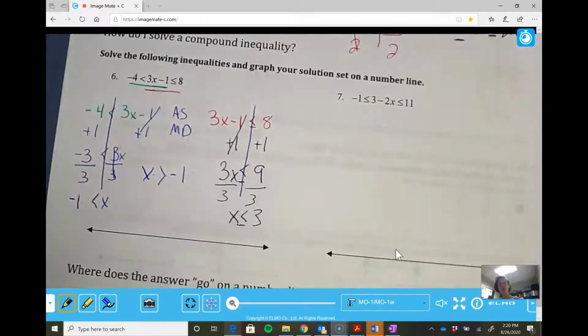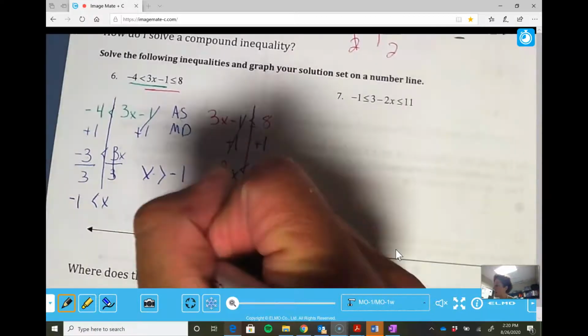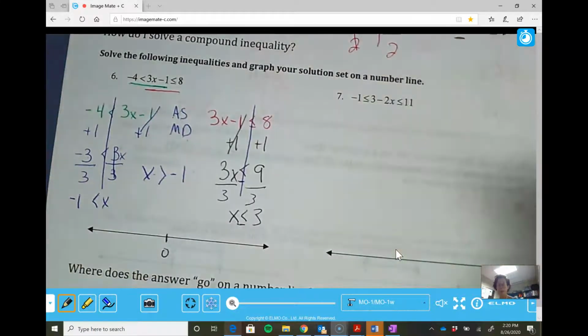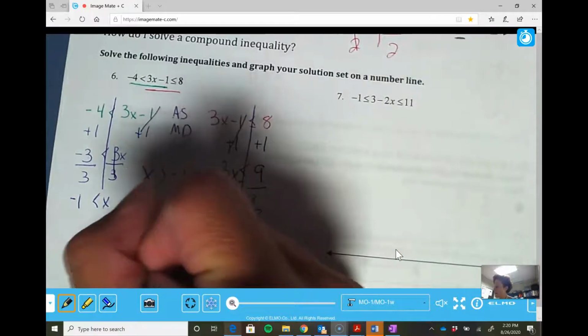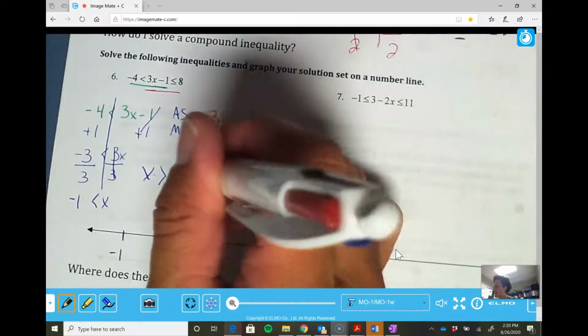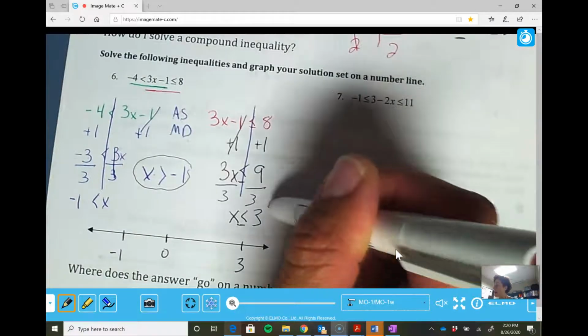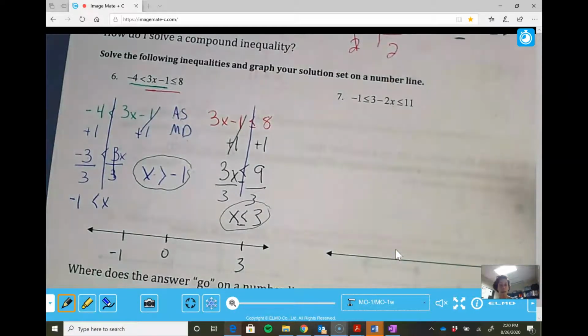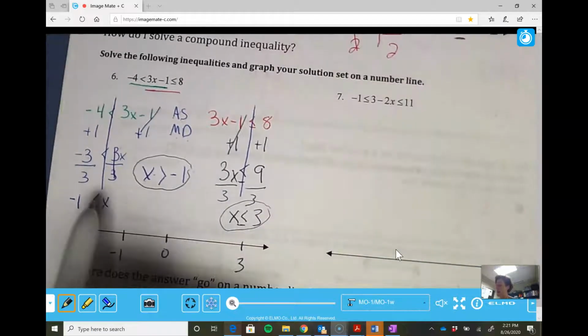So now since I have two x inequalities, I'll put them both on here. Again, I like to put my reference point at 0. I'll have to deal with negative 1 and 3. And again, when I graph, I like to graph with x being on the left side. So I'll use this one and this one, not this one.